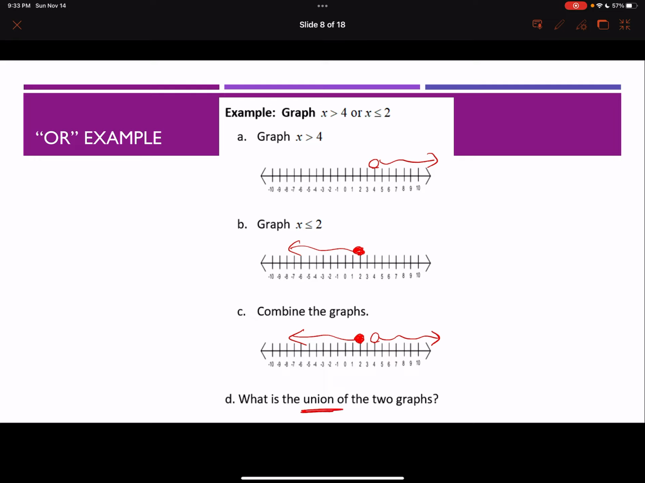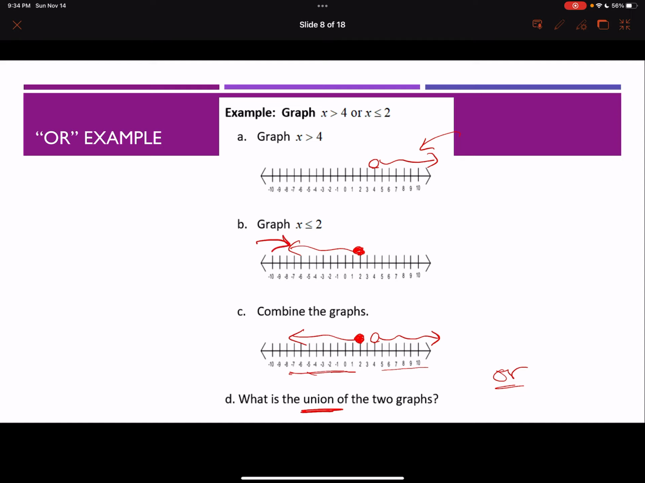So remember, or means one or the other or both. So think about all of the numbers or all of the solutions that are in one of the inequalities, the other inequality, or both. So for example, all these numbers over here, like 5, 6, 7, 8, 9, 10, those are solutions to this part of the inequality. So they should be a solution to the entire compound inequality. On the other hand, all these numbers down here are a solution to this part of the inequality.